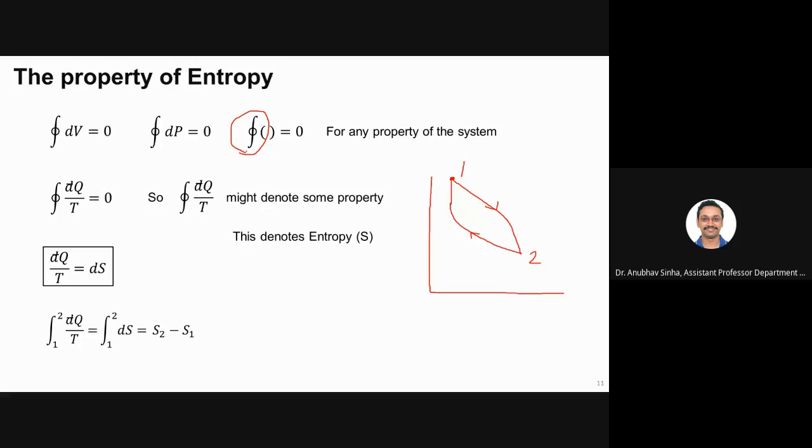So the cyclic integral for any property is 0. Now, dq is not an exact differential. dq is inexact because it depends on the path. But when you say dq by T, it becomes a property, which is entropy. Property is always an exact differential. For example, the same thing we did with PdV: dW is inexact, but P is exact and dV is exact. In the same way, dq is inexact, but dq by T is exact. Is this clear? Yes, sir. So this is basically how we define entropy, delta S.